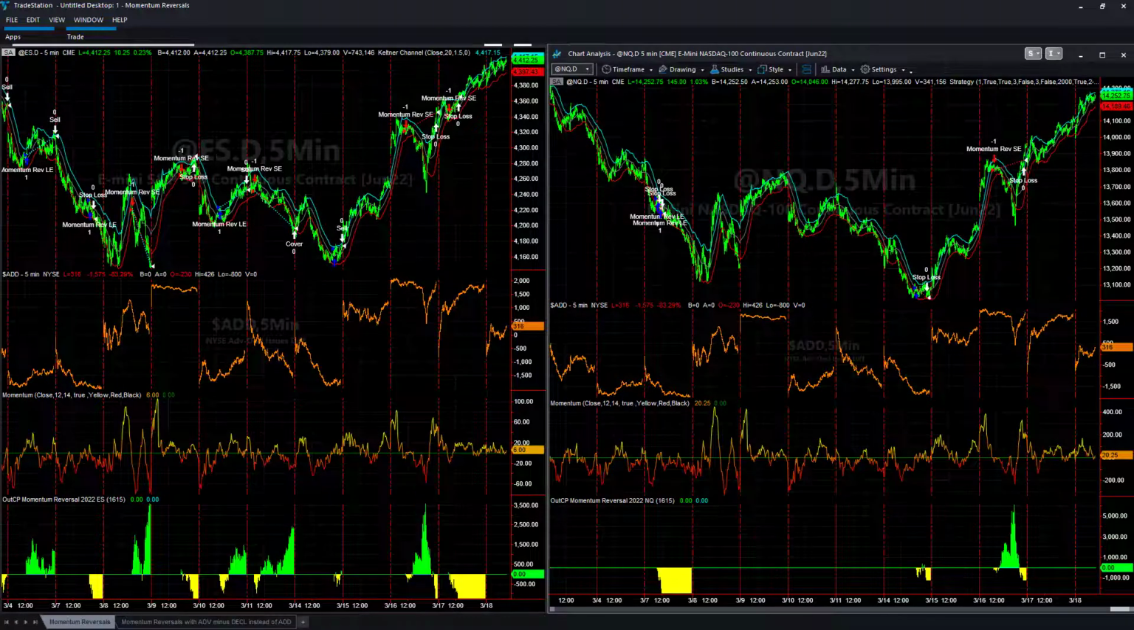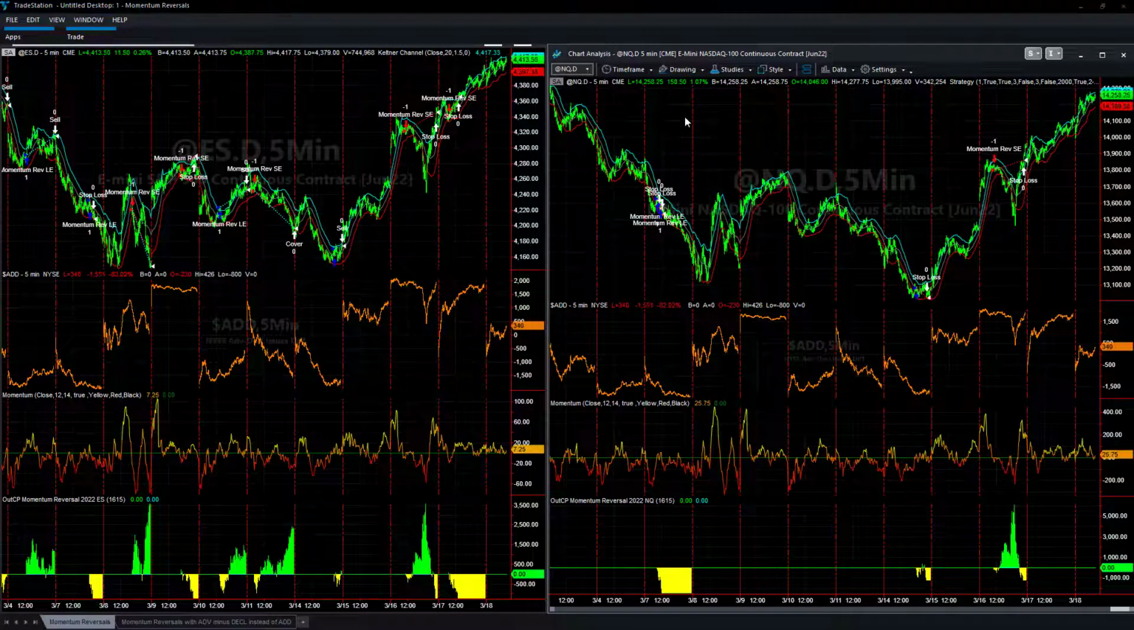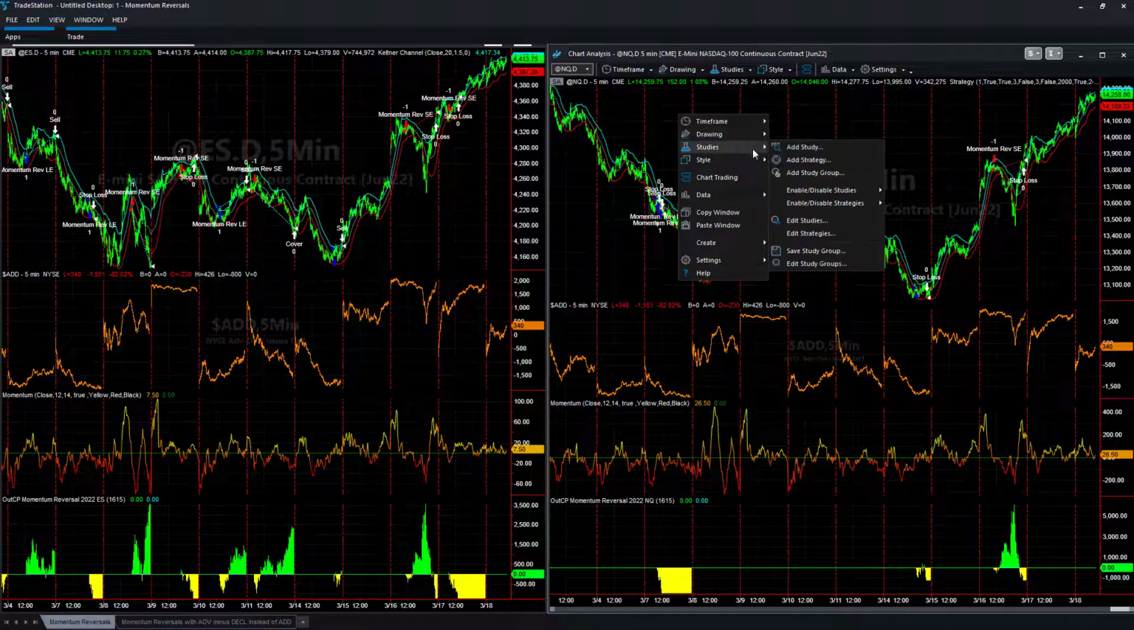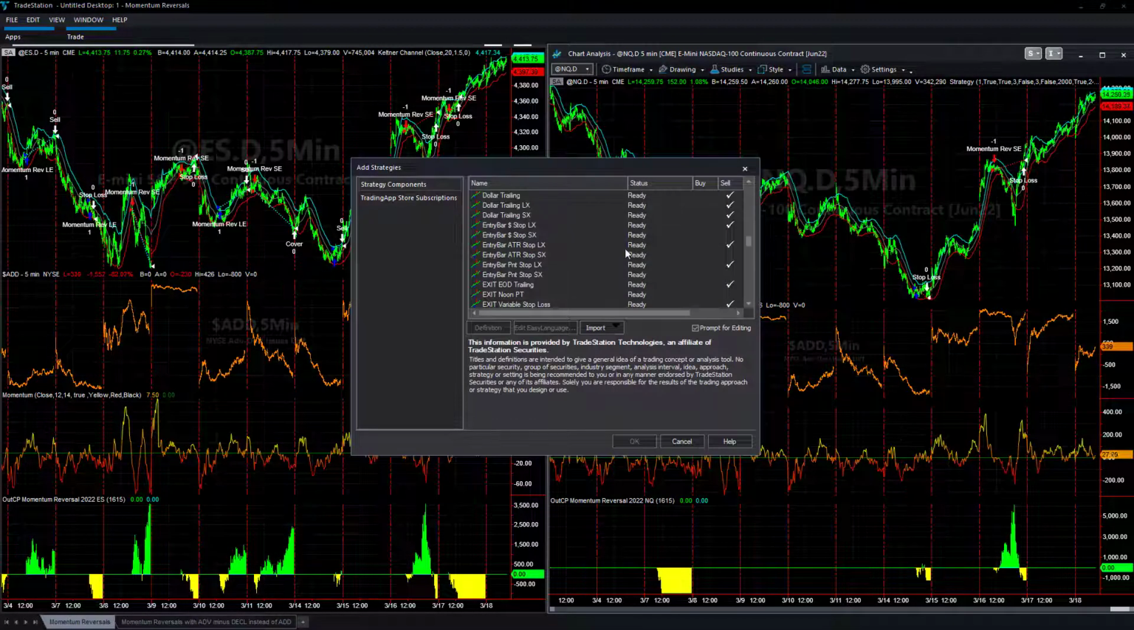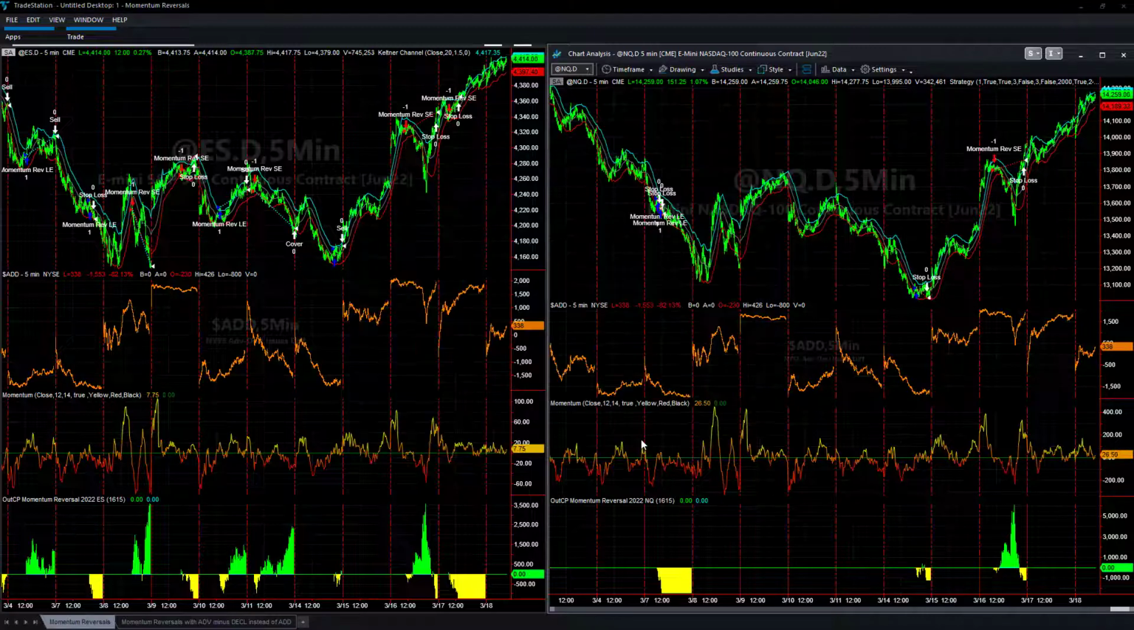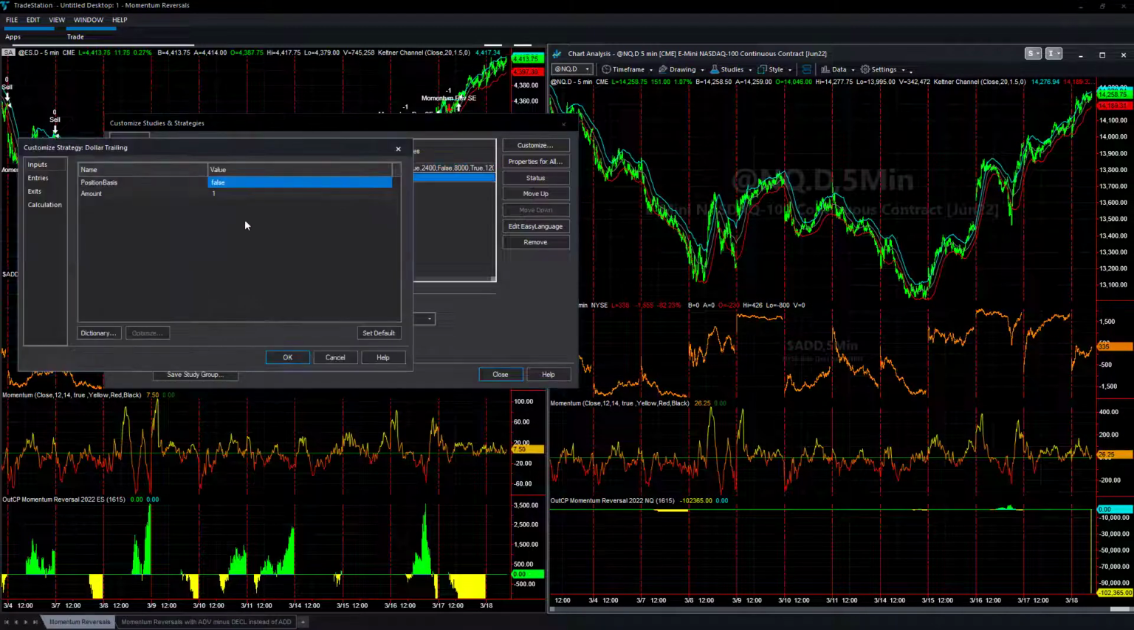Let's look at it on the Nasdaq. In order to do that, we're going to right click on the chart, go to Studies, Add Strategies. So you add this strategy and you can do dollar trailing. You could also divide it up into long and shorts. LX means long exit. SX means short exit. So you have a different amount of trailing stop loss for longs and shorts. Let's just go with a standard dollar trailing, and we'll start with 1,000. Let's just take a look at the results.